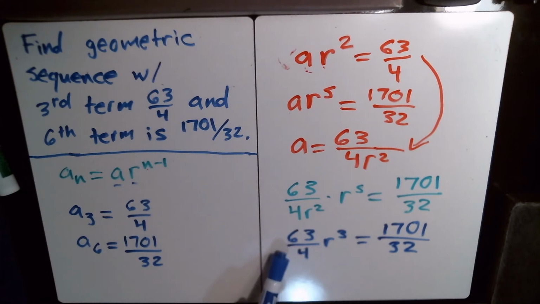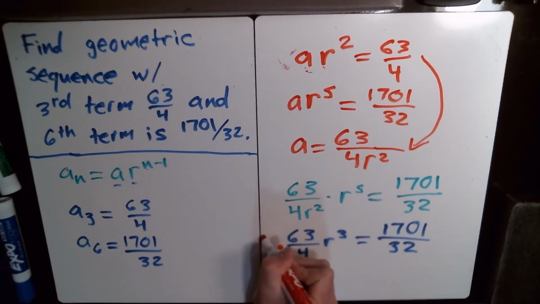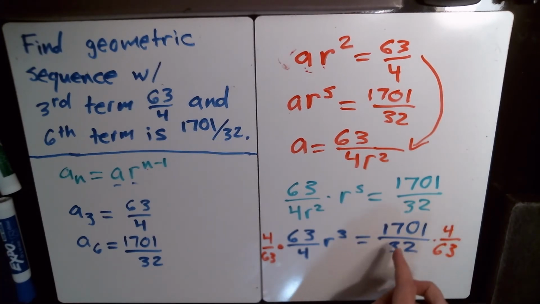Then to get rid of this 63 over 4, I would flip it and times on both sides, right? So times by 4 over 63. That would cancel it out. So I'm going to be timesing this one by 4 over 63 as well. Let's see. So we're going to be doing 4 over 63 times 1701 over 32. I'm going to just throw that in the calculator because I don't want to deal with that.